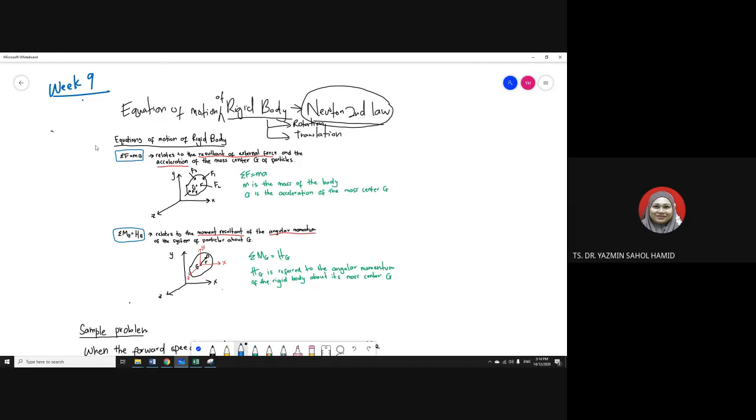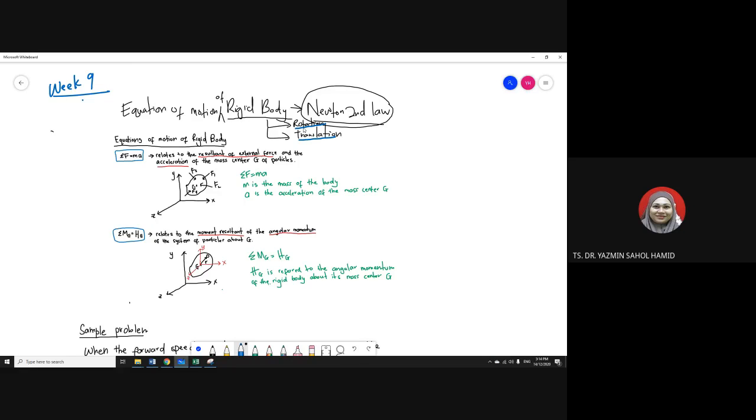What we're going to do is study the equation of motion of a rigid body, using Newton's second law. A rigid body has rotation as the difference. There is translation and also rotation. Previously, when we studied particles, it was translation only. But now, when we're dealing with a rigid body, there is rotation occurring.